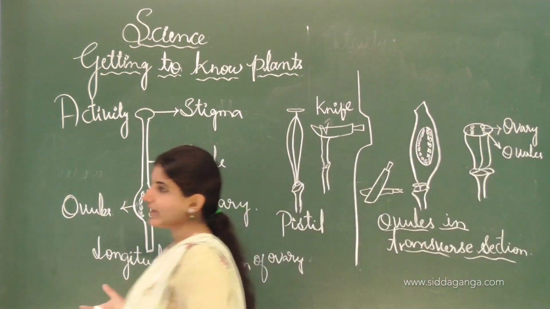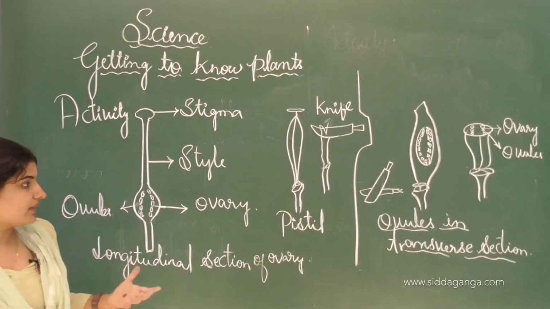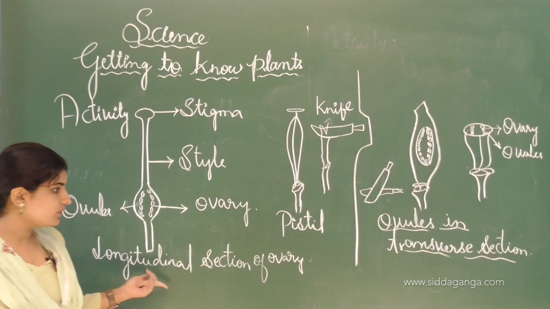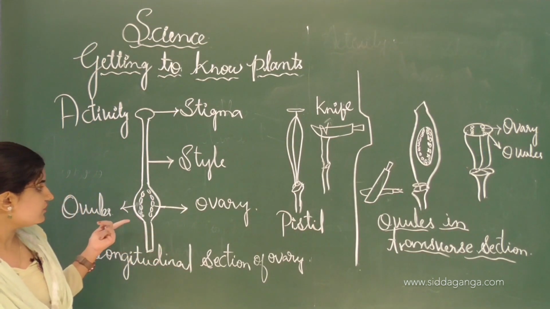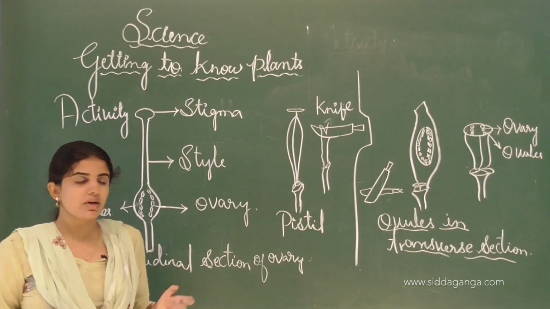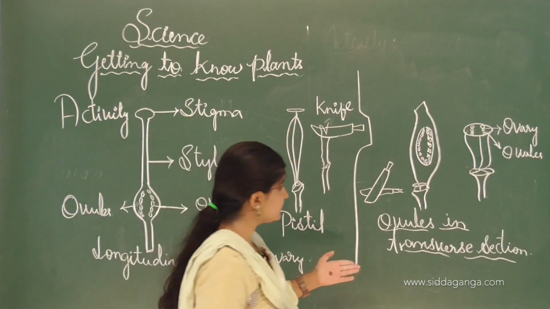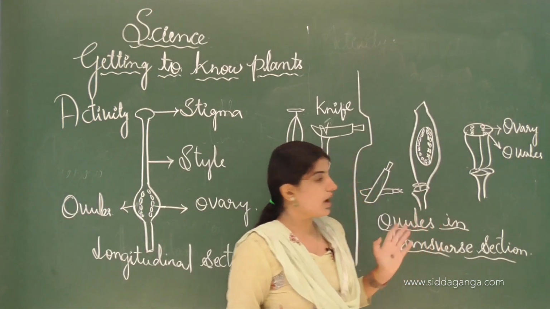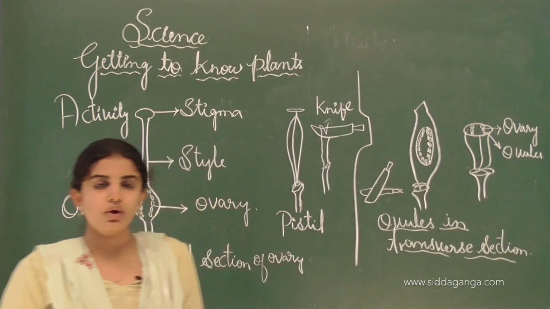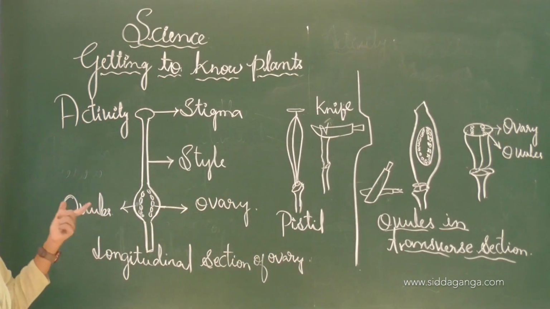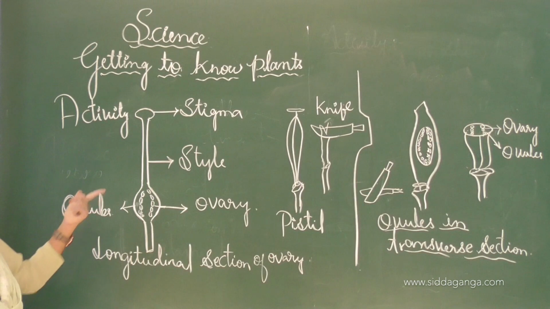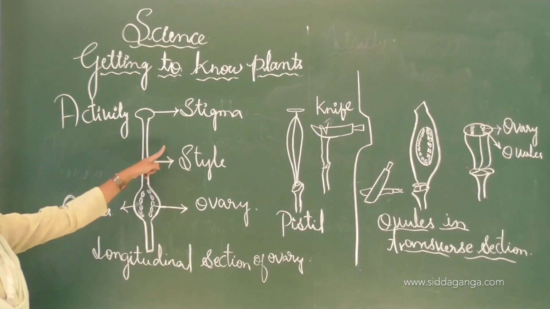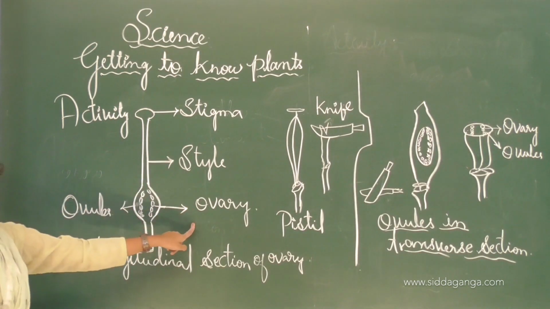See, this is how, by cutting into two parts, one in the longitudinal way, we can see the arrangement of the ovary and the ovules, and here in the transverse section we also see the arrangement of the ovary and the ovules. This is how the pistil can be divided into stigma, style and the ovary.